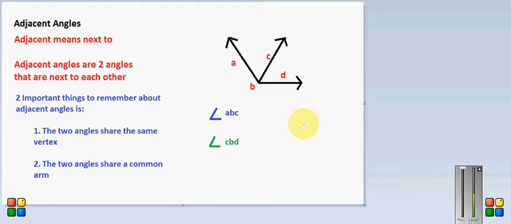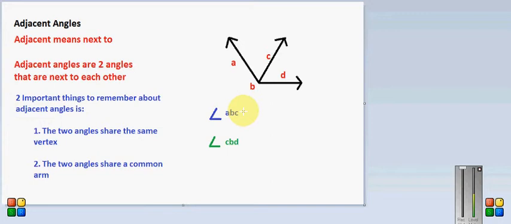Okay, so starting with angle 1, I can see that we've got an arm here labeled A, we have a point here called B, and then another arm here called C. So we're going to identify that as angle ABC. Okay. Then we also have another angle here where we've got arm C, we have a point called B, and then we have another arm called D. So let's call this angle CBD. Okay, I've written them down here for you so you can see that.